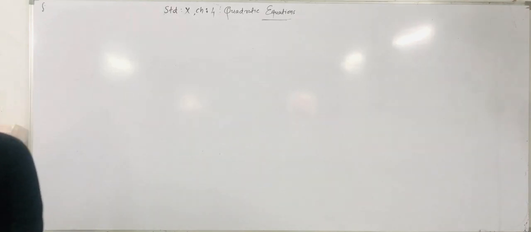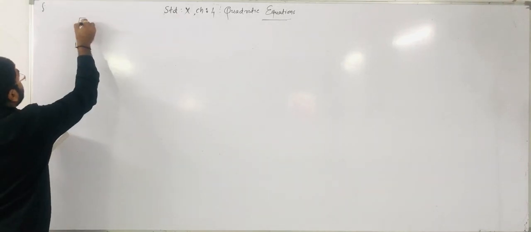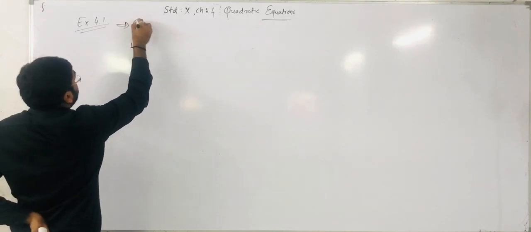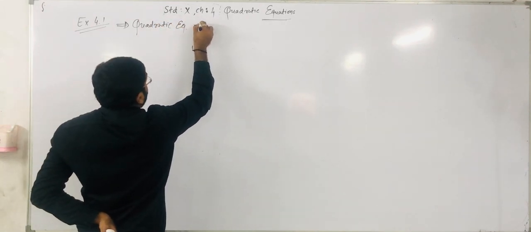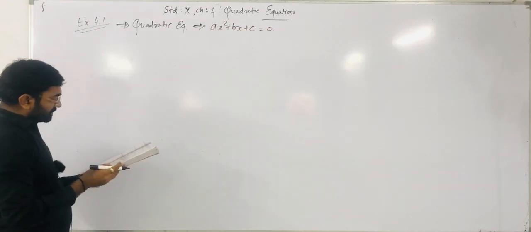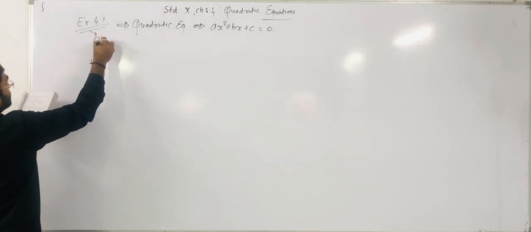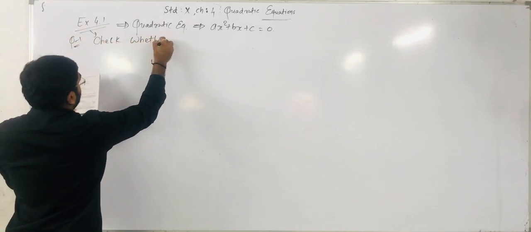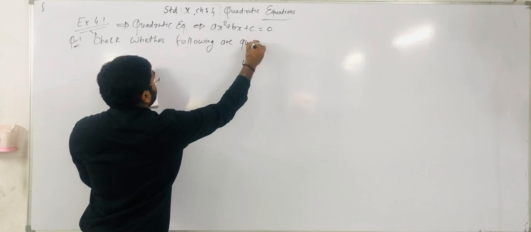Okay, now we have to solve exercise 4.1. As I told you, the standard form of a quadratic equation is ax square plus bx plus c is equal to 0. Now in the first question they say: check whether the following are quadratic equations or not. We have to check it out. Check in the first question whether the following are quadratic equations.